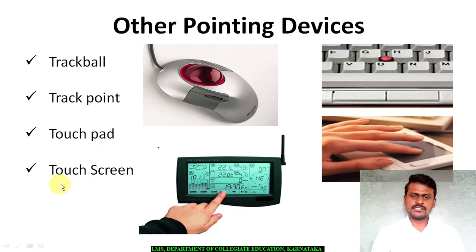Next is a touch screen. There are some devices which allow the user to point or touch the screen, and you can manipulate settings or you can place an attendance on that. So those screens are called touch screens. Right? These are some of the other pointing devices. We will see some more now.